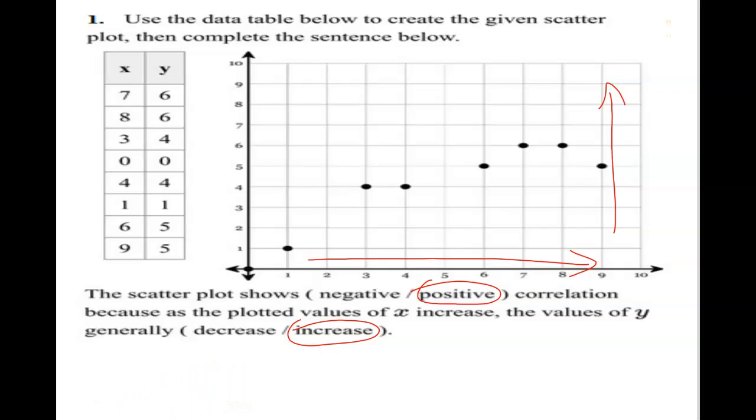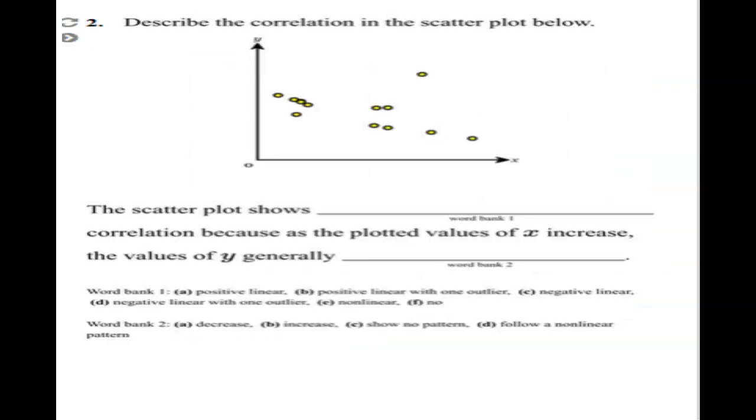All right, let's look at question 2. All right, so here it says describe the correlation in the scatter plot below. So this one, the scatter plot's already done, and we're just trying to describe it. Okay, so the scatter plot shows blank, and it gives you a word bank, and it's kind of hard to see, but positive linear with an outlier, negative linear with an outlier, or non-linear.